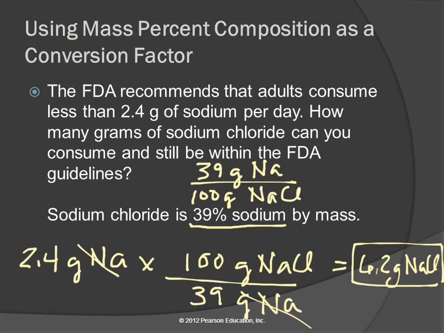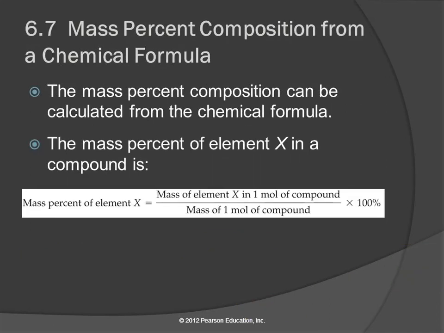If you consumed 6.2 grams of sodium chloride, you would get 2.4 grams of sodium. The rest of the mass is made up by the other element that's in that compound, the chlorine. Any questions? So just beefed up dimensional analysis problems. And you can't say I didn't warn you.